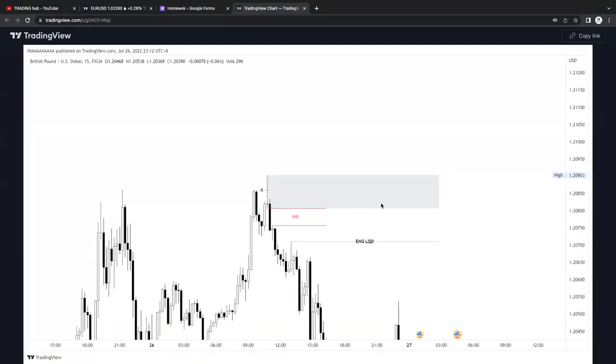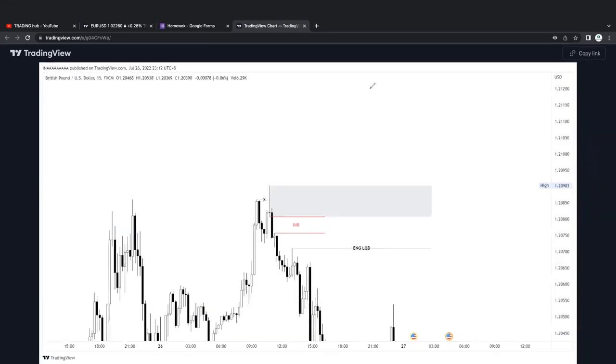Yes, this one is a high probability POI because the market took out the previous high also. As you can see here, the market took out this high and the minor high, swept, and then pushed downside with a proper imbalance. This is our high probability POI, and we can sell after some confirmation. So this one is valid.